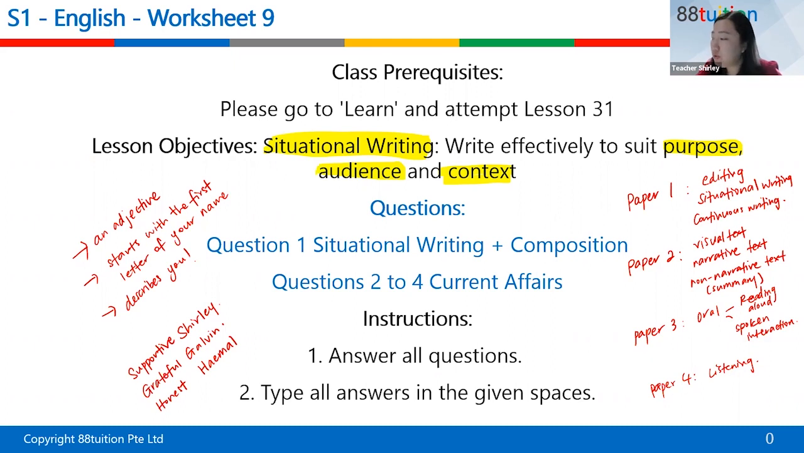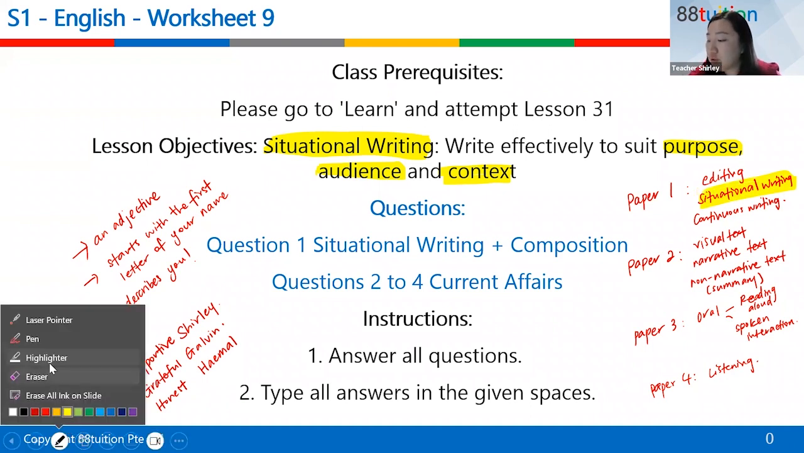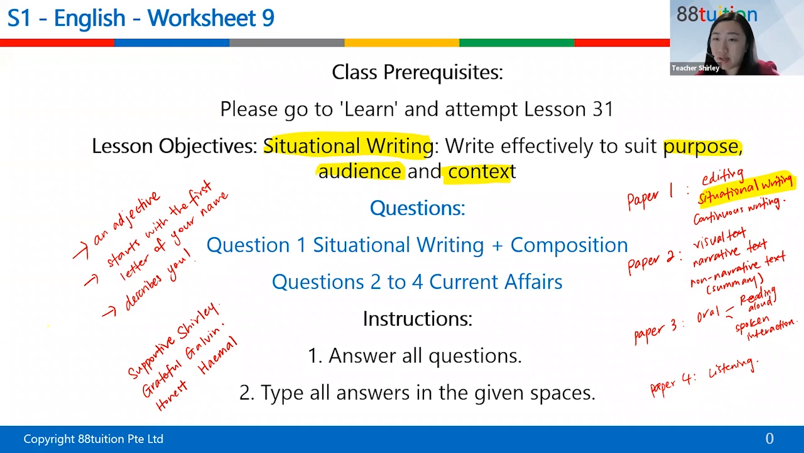So for today, if you look, there are so many components, but today we will just be focusing on your situational writing first. Situational writing is actually relatively easy to score, and later on, you'll understand why. So situational writing as well as a little bit on composition. That's what we do.